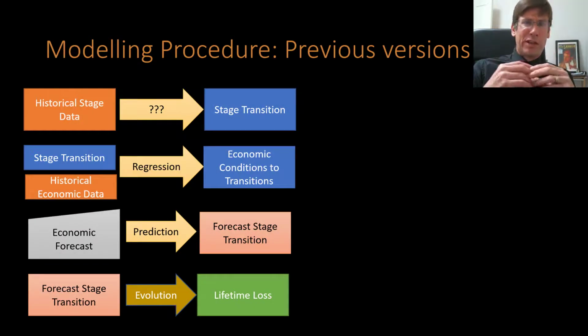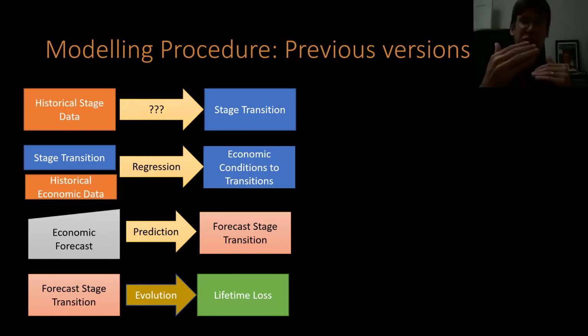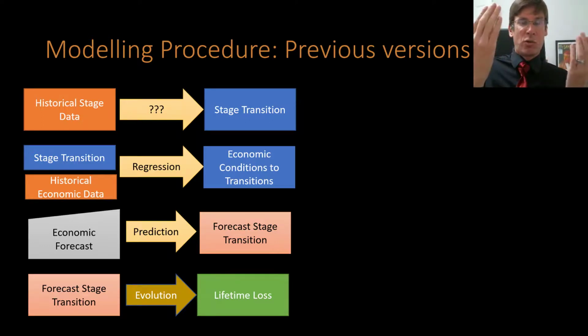So I thought, well, if I could break this up into 2 parts, instead of having historical economic conditions and historical stages and putting them together, what if I have an intermediate result? So rather than try to put them together in one step, what if I first look at the stage data and then the economic data as 2 separate steps? So if I had the stage transitions and the economic data, I could build a regression model between those 2. So that would work. But then I didn't know what to do with that first part. How would I take my historical stage data and use that to model future stages and stage transitions?